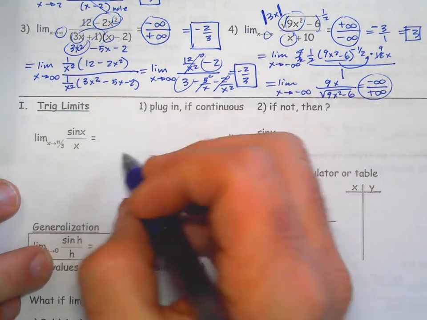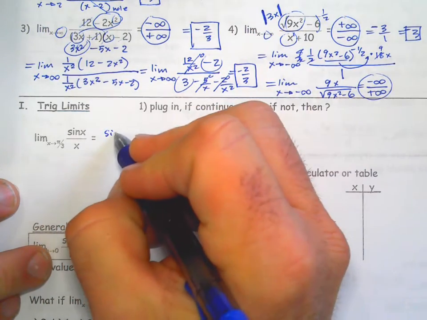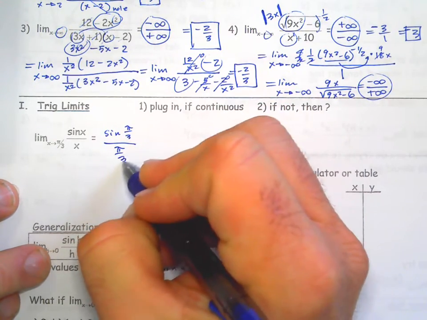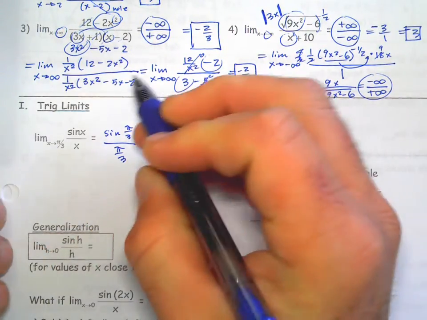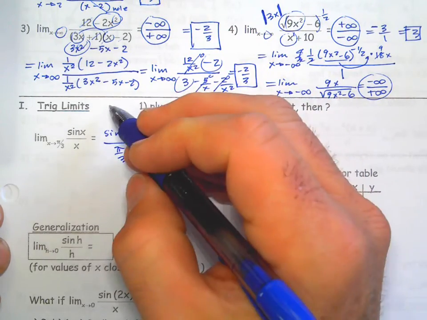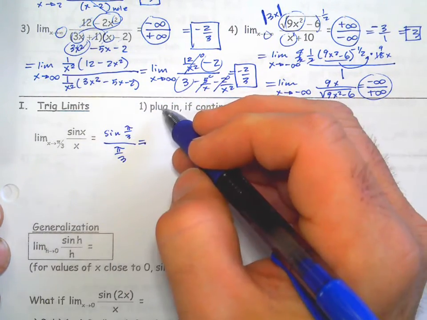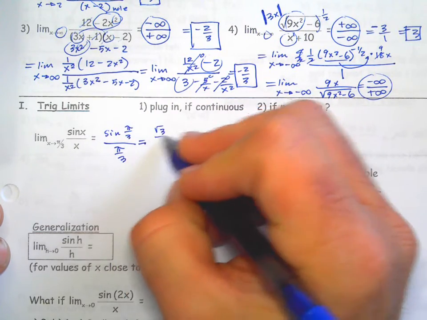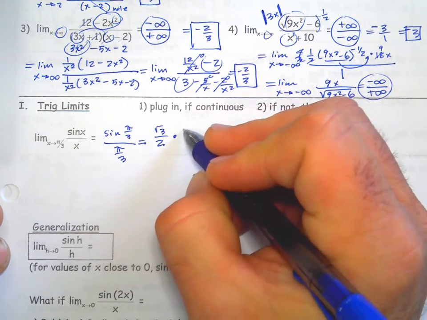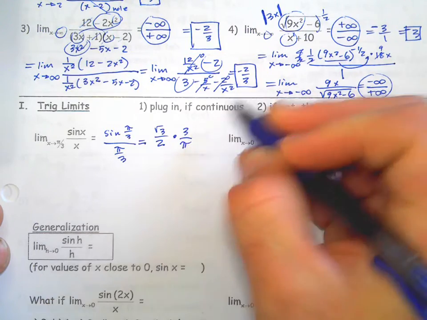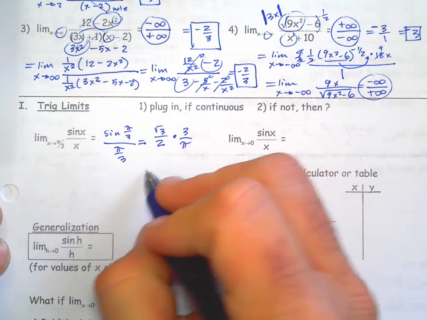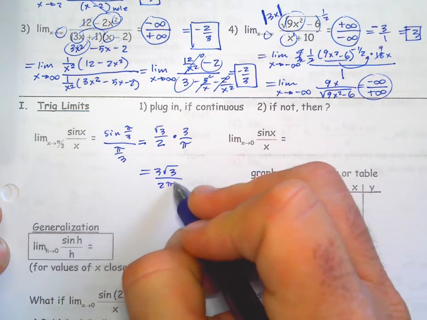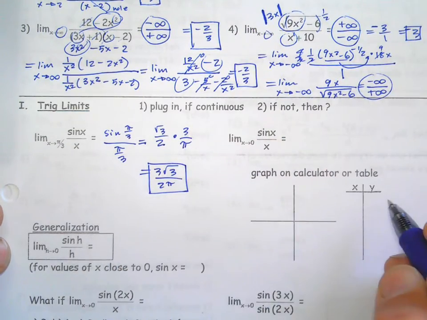Like this problem right here, if we plug it in, we get sine of pi over 3 over pi over 3. Sine of pi over 3, that's that bigger angle: 0, pi over 6, pi over 4, pi over 3, 0, 1/2, root 2 over 2, root 3 over 2, right? And then we can multiply by the reciprocal of the denominator, and the answer would be 3 root 3 over 2 pi.